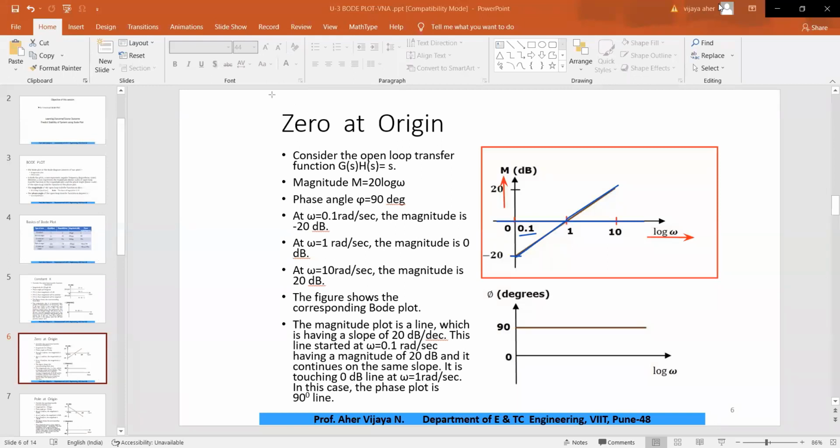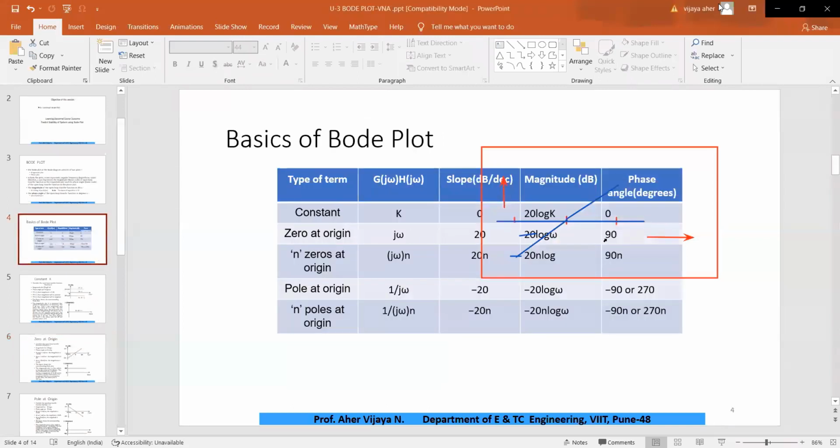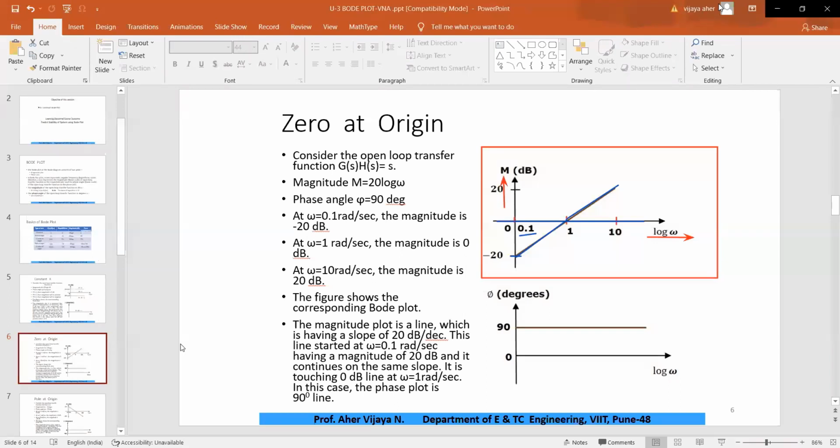Go back again to the table. Always you have to refer to your table. Look at what is in the table. For S, what is the phase angle? Phase angle is 90 degree. So in this case, for a zero at origin, the phase plot is nothing but a 90 degree line. Coming to this phase plot, take your phase, that is angle in degree, on the y-axis, phi in degree, and on the x-axis take angular frequency on a logarithmic scale, log omega.